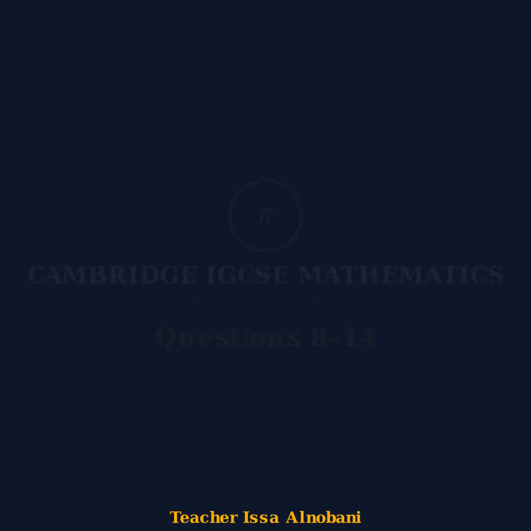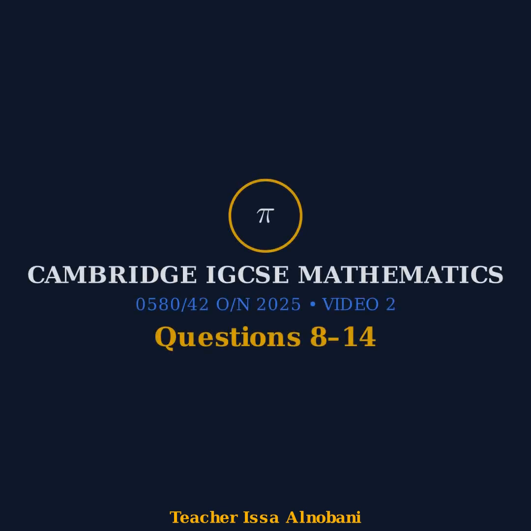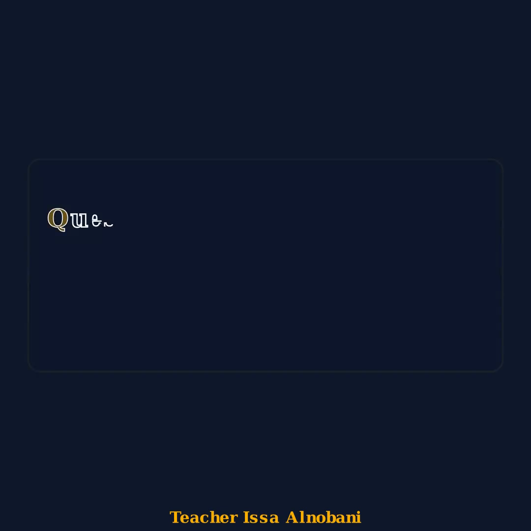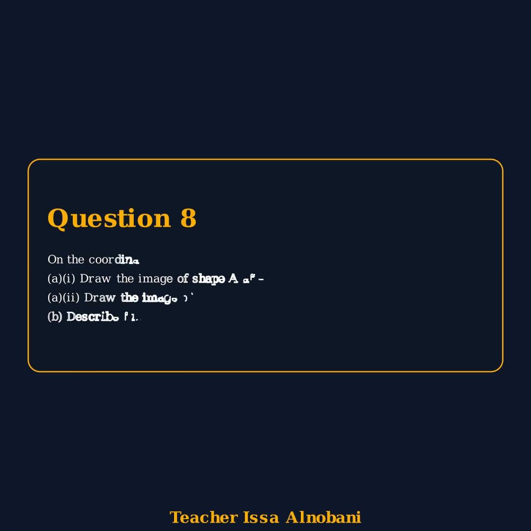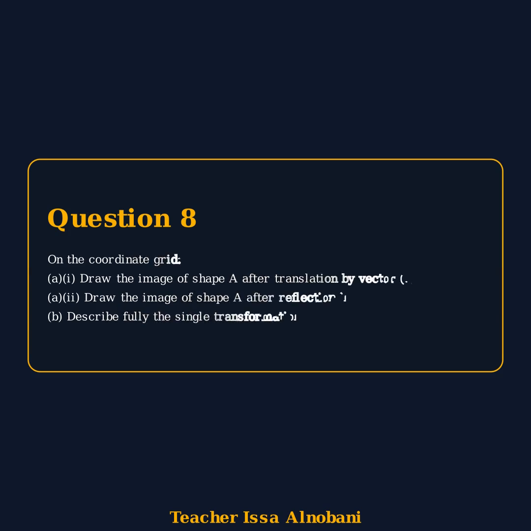In video 2, we solve questions 8 to 14, following the official Cambridge mark scheme. Question 8. On the coordinate grid, part A(i), draw the image of shape A after a translation by the vector (1, -7). Part A(ii). Draw the image of shape A after a reflection in the line y = x + 1. Part B. Describe fully the single transformation that maps shape A onto shape B.